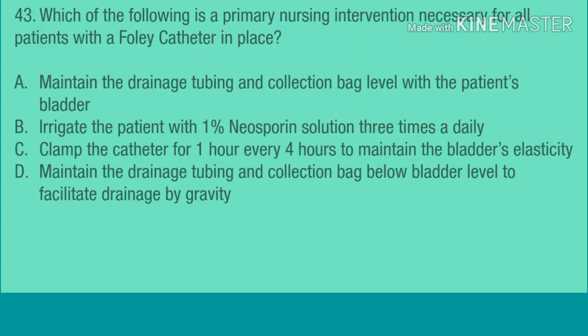Question 43. Which of the following is a primary nursing intervention necessary for all patients with a Foley catheter in place? A. Maintain the drainage tubing and collection bag level with the patient's bladder. B. Irrigate the patient with 1% Neosporin in solution 3 times a day. C. Clamp the catheter for 1 hour every 4 hours to maintain the bladder's elasticity. D. Maintain the drainage tubing and collection bag below bladder level to facilitate drainage by gravity.